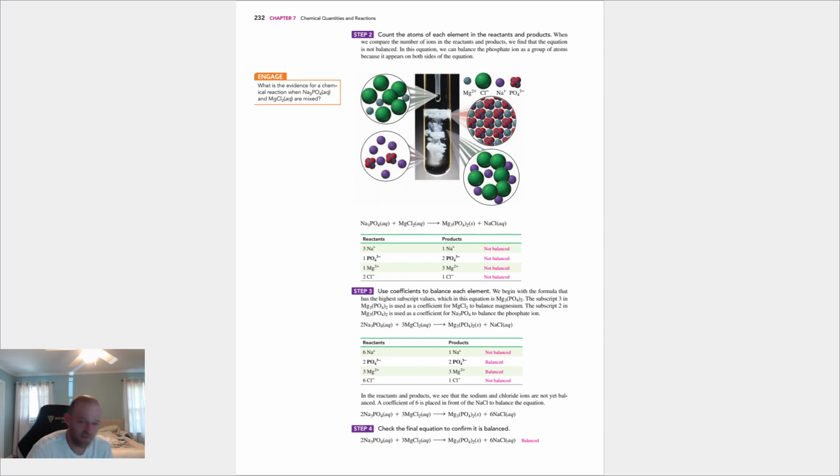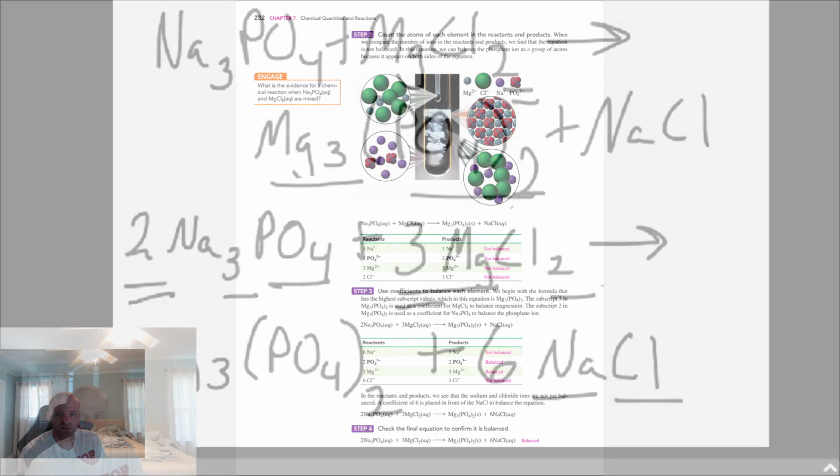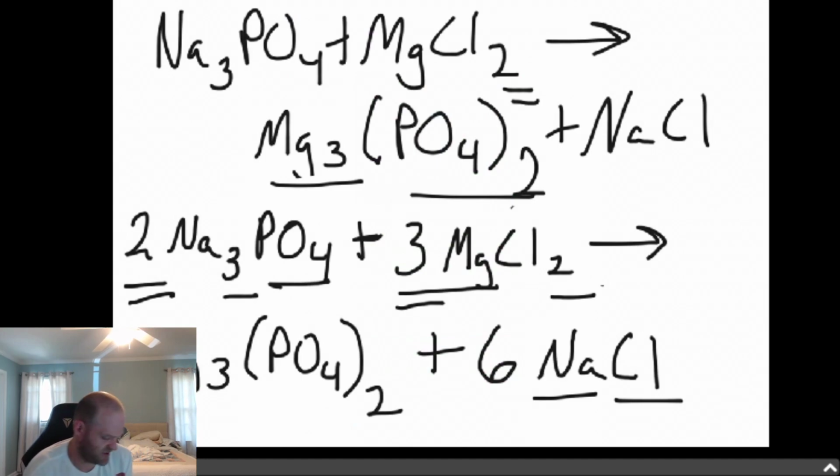Right. So looking back at our problem we just did, if I were to put charges on all this, the Na would have a plus, the Cl would have a minus. Those would all balance. 6 plus charges and 6 minus charges would balance. The phosphate has a 3 minus charge. Okay, so that matches up here with the 3 sodiums, which has a 3 plus charge.